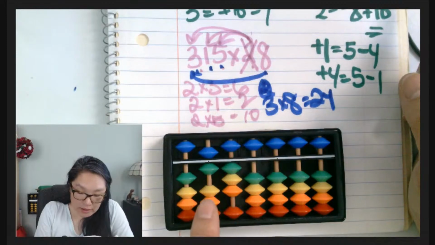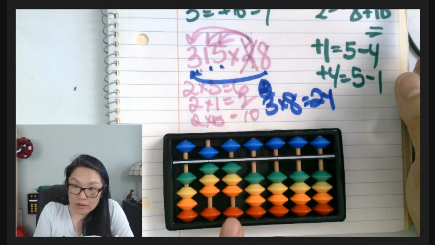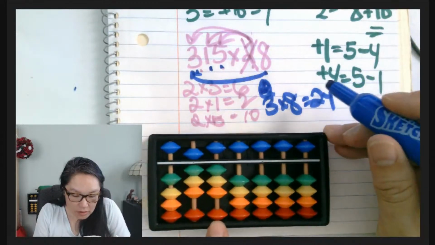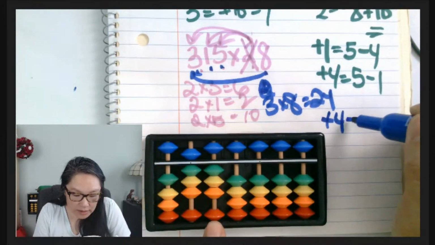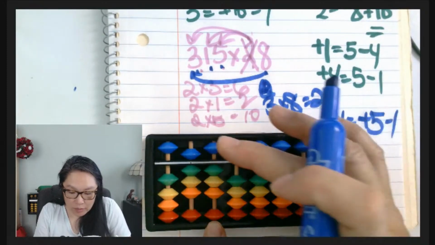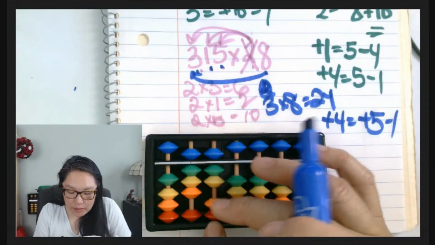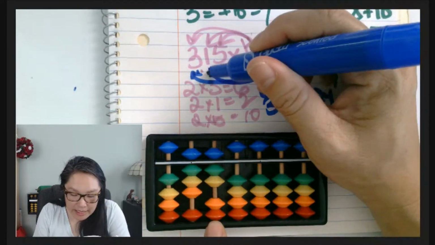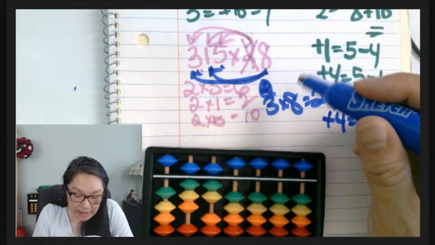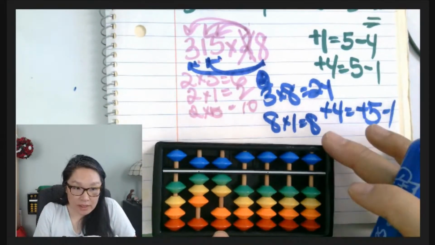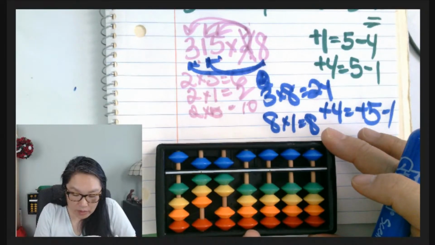I add 20 and then I add 4. There's not enough beads to add the 4. What do I do? Plus 4 equals plus 5 minus 1. So I plus the 5, I take away the 1. And then what do I do? 8 times 1 is equal to 8. 8 is a single digit, so I go back one column and I add my 8.